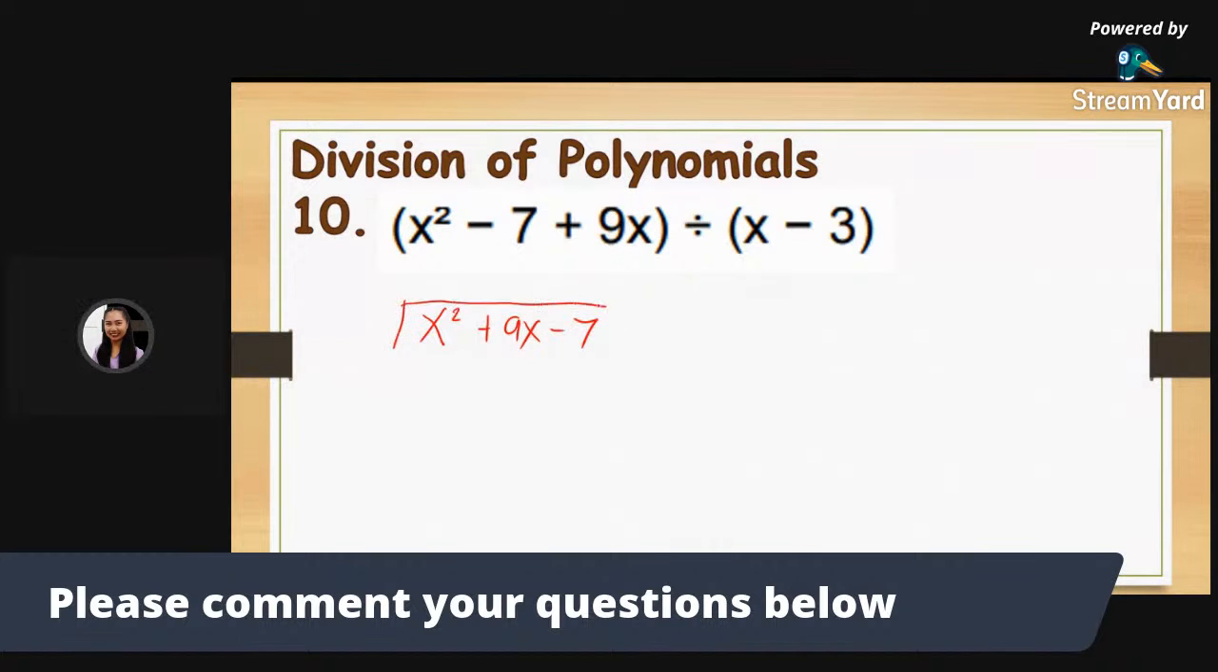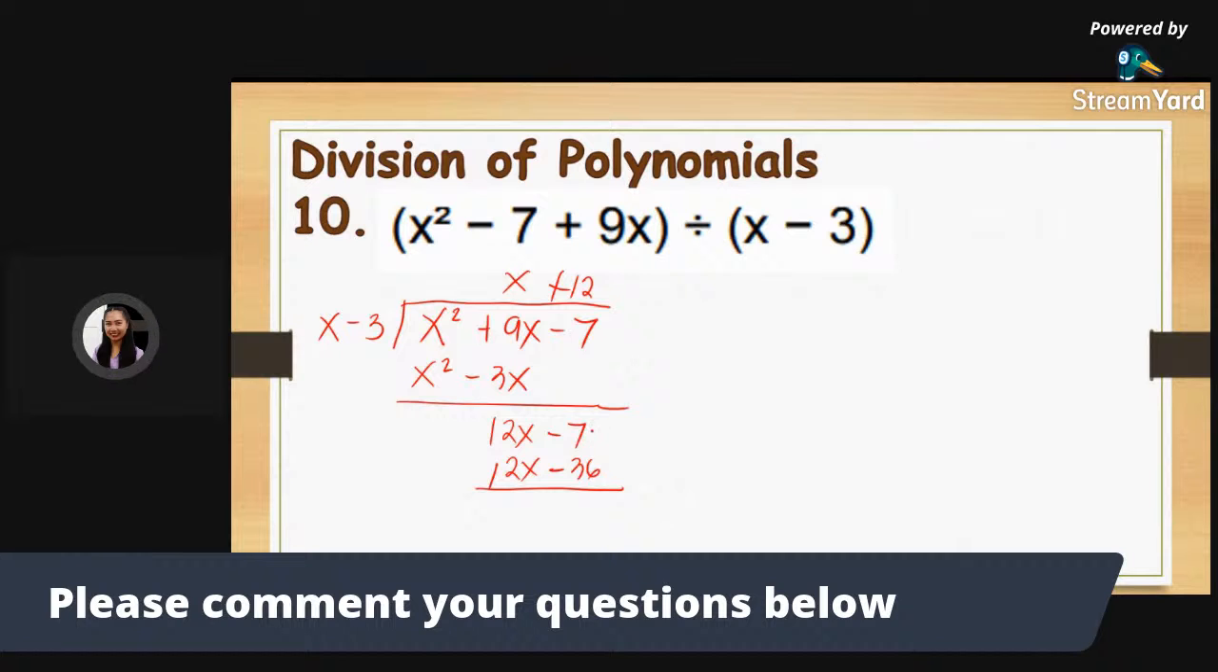So you really have to arrange it according to decreasing exponents. So divide it, we get x squared minus 3x, and subtracting them, we get 12x minus 7. Okay, 12x divided by x, we get 12. 12 times x is 12x, and 12 times negative 3 is negative 36. Okay, so negative 7 minus negative 36, the answer is positive 29. So our remainder here is 29.